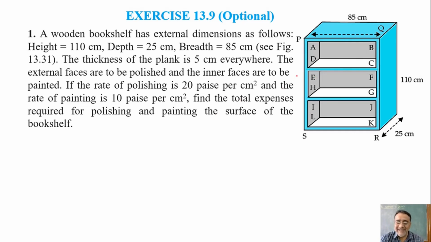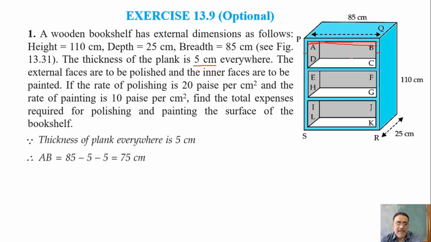So now the thickness of the plank it is given. Thickness of the plank everywhere it is 5 centimeter. It is given in the question. So what is the length AB? What is the length AB? If you remove 85 centimeters. See, the total breadth is 85. Now we have to remove this 5 centimeter, this 5 centimeter. So AB will be 85 minus 5 minus 5. Whether that is clear? Yes, sir. Okay, fine. So AB will be equals to 75 centimeter.